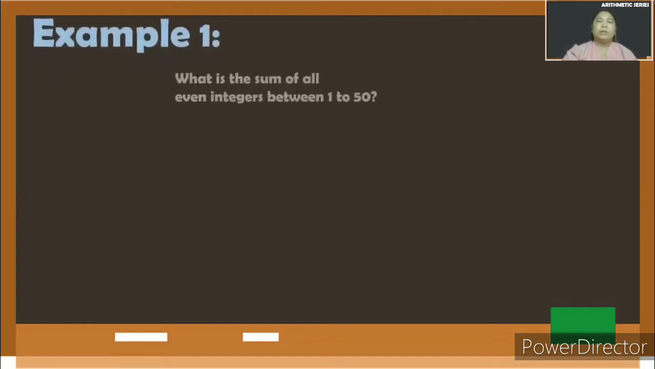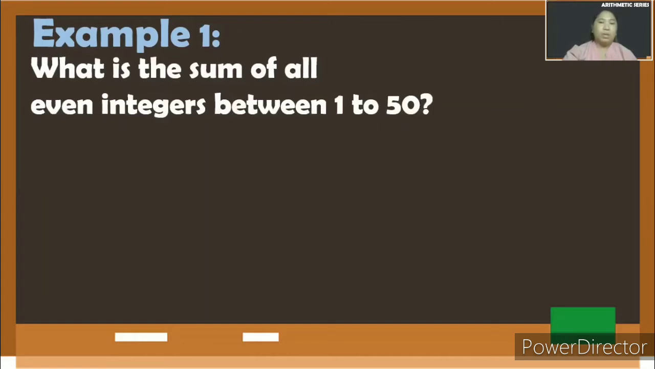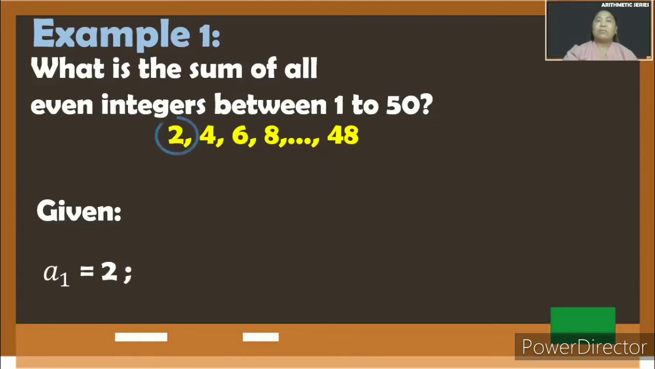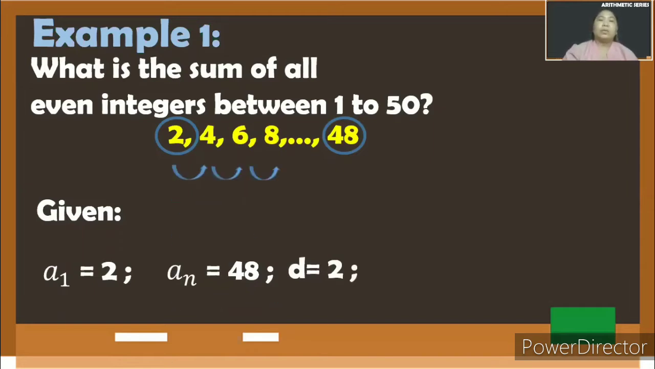Okay, so for you to understand more about arithmetic series, let me give you two examples. So let us have example 1. What is the sum of all even integers between 1 to 50? When we illustrate that, it can be like this: 2, 4, 6, 8, up to 48. Now, what are the givens? So a sub 1 is equal to 2, and that is our first term. A sub n is 48, because that is our last term. And we also have d, the common difference, which is 2. So how do we get the 2? When we subtract 4 minus 2, 6 minus 4, 8 minus 6, the answer is 2. So that is our common difference.